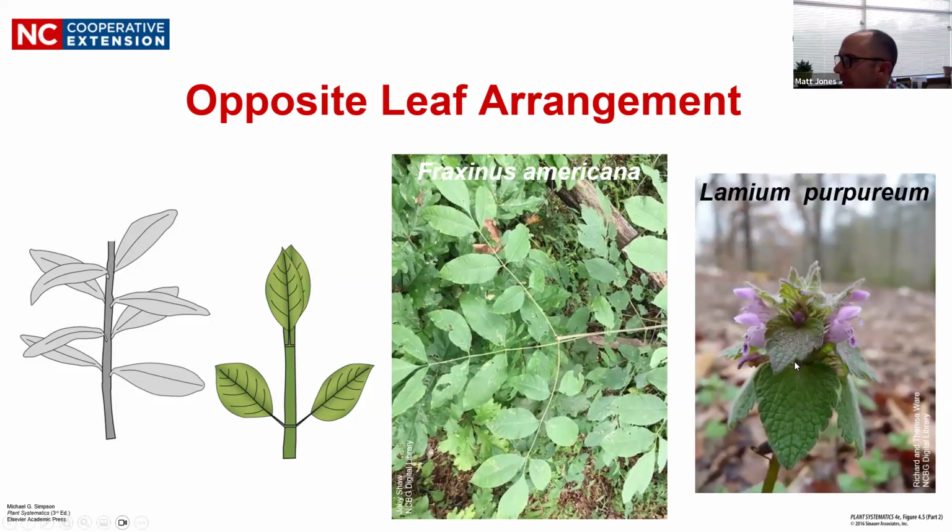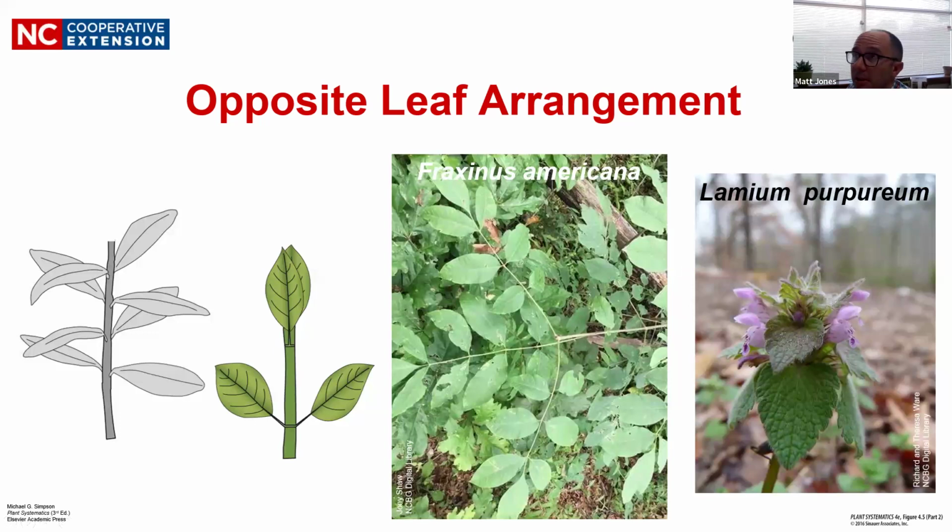Many in the mint family also have opposite arrangements. So this is Lamium purpureum, purple dead nettle. They typically always have opposite leaves. Mint family members also tend to have square-shaped stems, so you can roll them in your fingers and it will feel like there are 4 distinct sides.